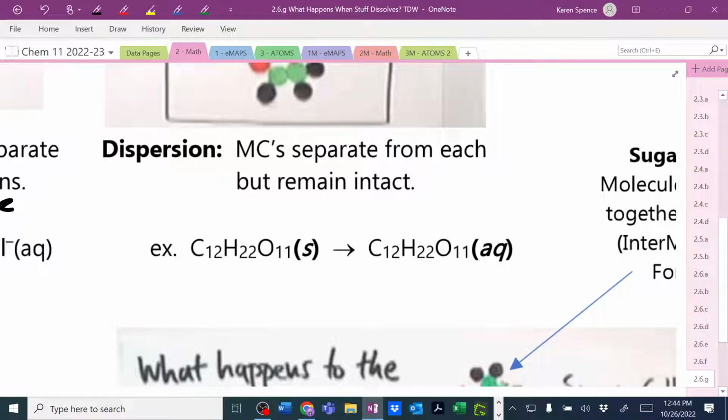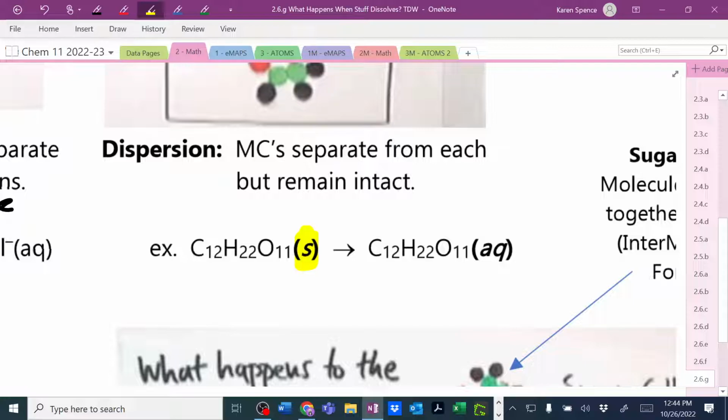What's the difference? Just the state, right? In the solid, you have all of those C12H22O11s, and they're stuck to one another. When you dissolve it in water, you still have C12H22O11, but each one is floating somewhere different in the water. So instead of saying the atoms don't dissociate, we say they disperse, okay?